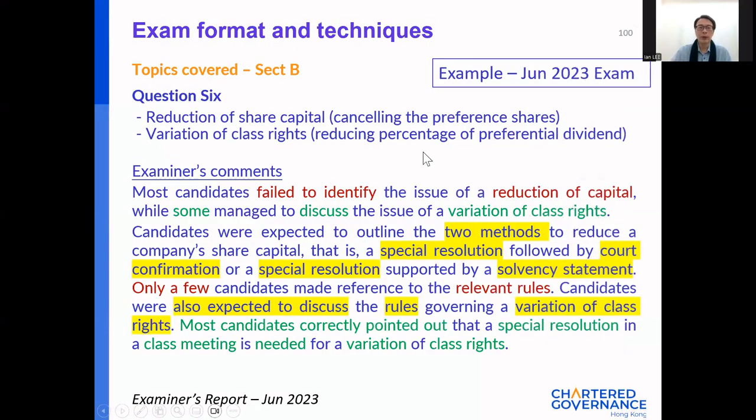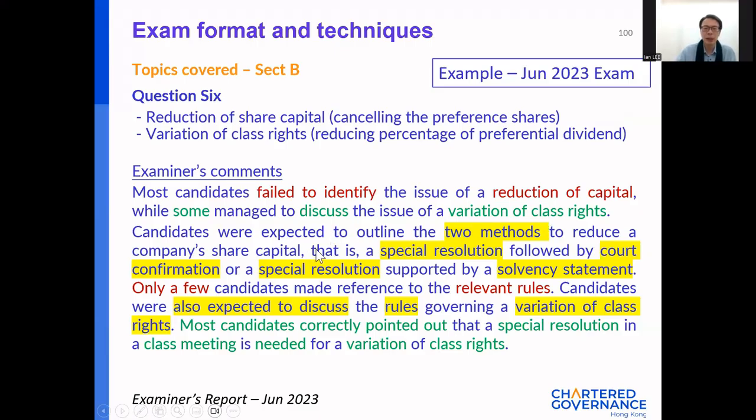We have looked at these topics before, and according to the examiner, most candidates fail to identify the issue of a reduction of capital, but some of them discuss variation of class rights. So one sub-issue they did not cover, but the other issue they did. So it's good, at least they were able to answer part of the question.